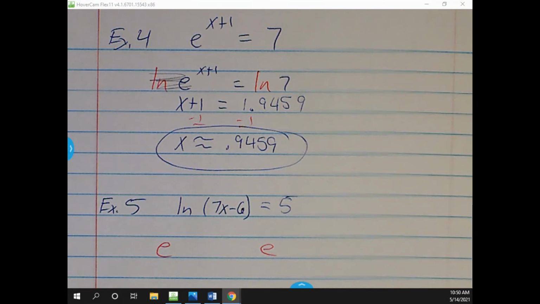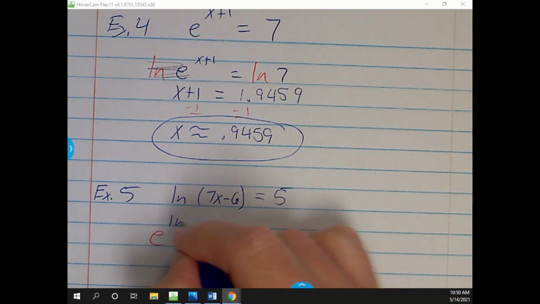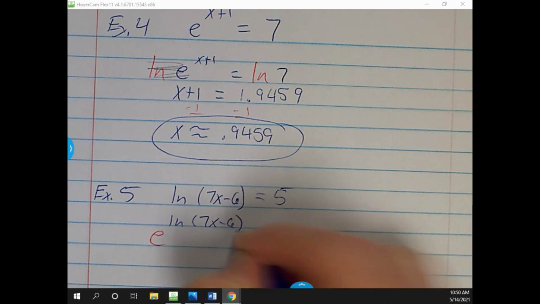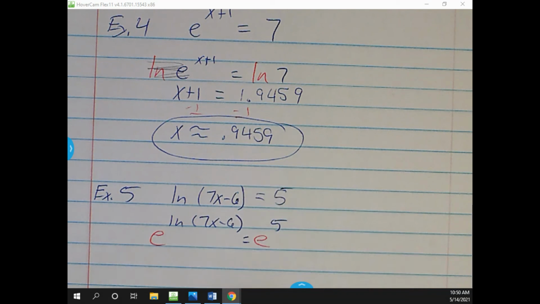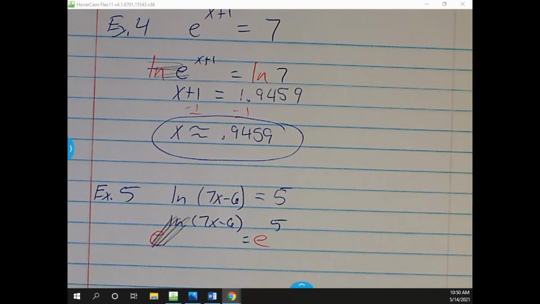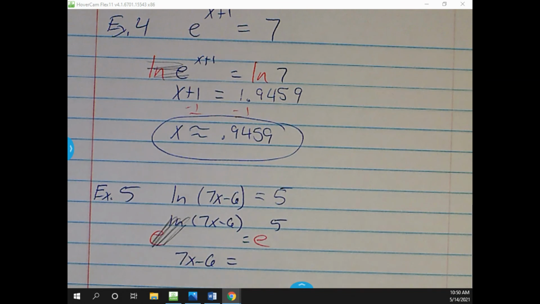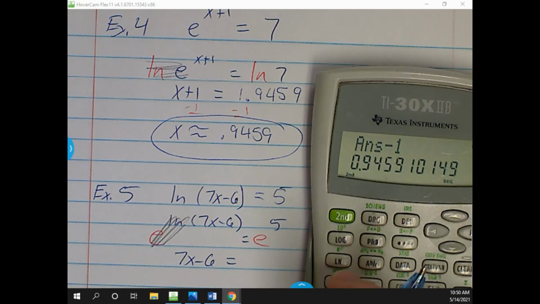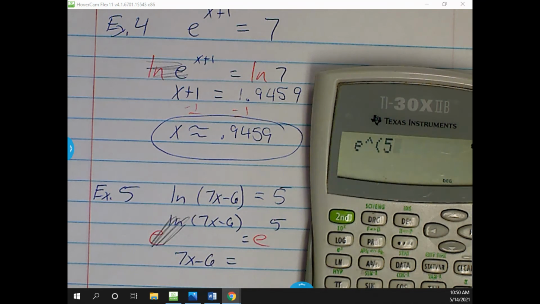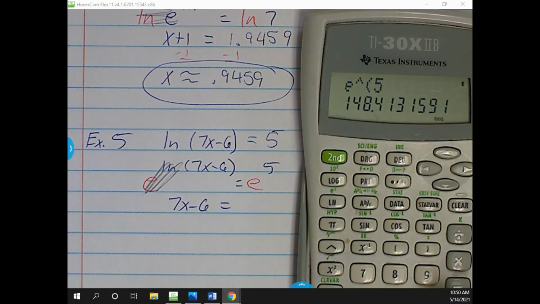Okay, so for this one, got E for the base. We'll do 7x minus 6 in the exponent here and here. And again, the whole reason to do that is the E and ln cancel each other out. So that's 7x minus 6 equals, and if we do E to the 5th, that's 148.413.